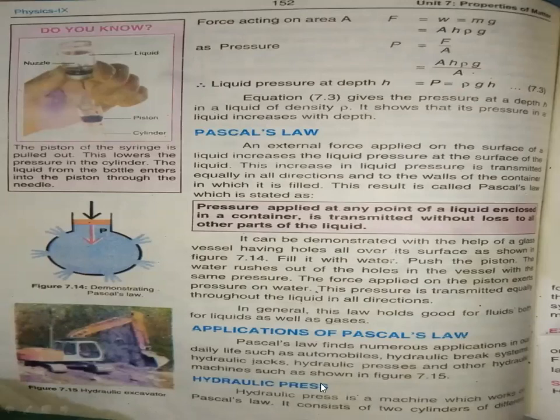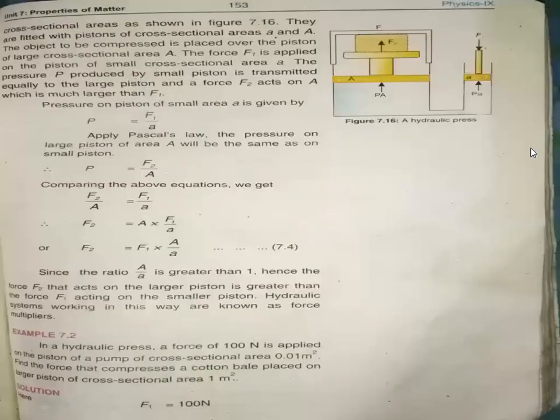Hydraulic excavator works on the principle of Pascal's law. So all the hydraulic brake systems in automobiles, in buses, in cars, work on the principle of Pascal's law. Now we study the hydraulic press and how it works. So a hydraulic press is a machine which works on Pascal's law. It consists of two cylinders. You can see this is the hydraulic press.